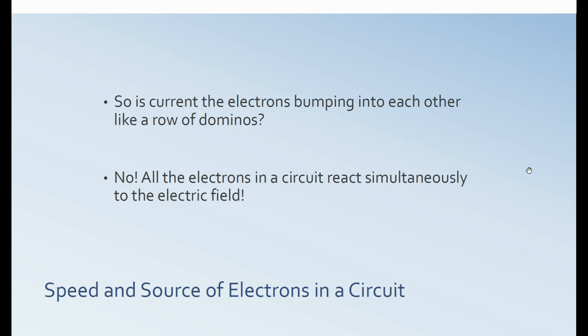So can we say that when we attach a wire to a generator or battery, the current acts like electrons bumping into each other, like knocking down a row of dominoes? Actually, no, because the field moves at nearly the speed of light, all the electrons in a circuit react simultaneously to the electrical field when it's created by connecting the wire to the generator or battery.